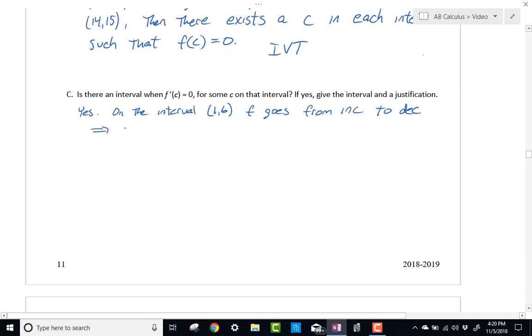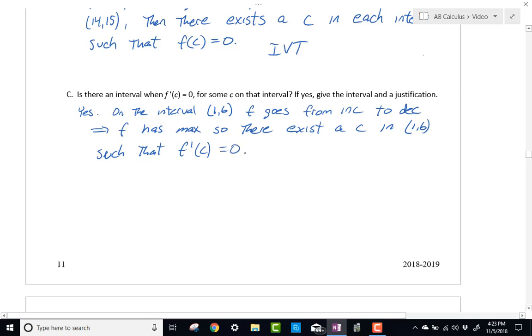which implies that f has a max, so there exists a c in 1 to 6 such that f prime of c equals 0. All right? So if f has a max, there has to be a c in that interval.